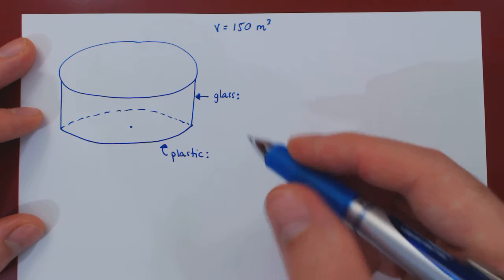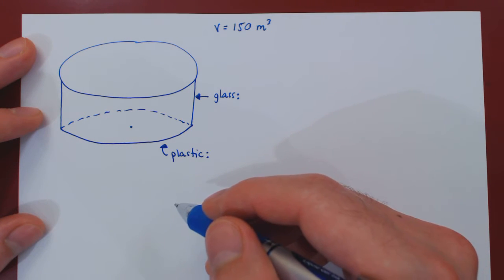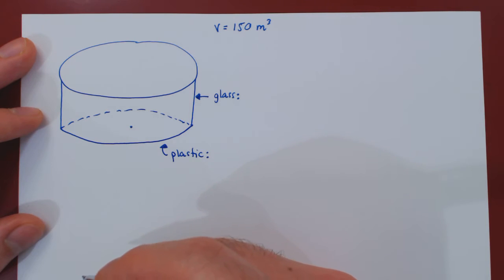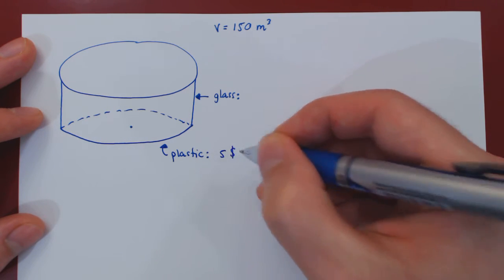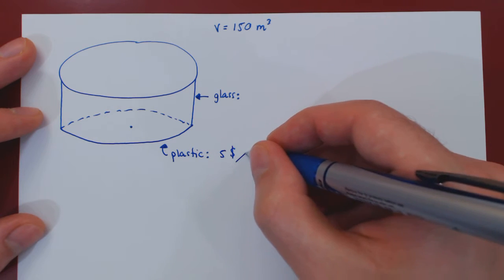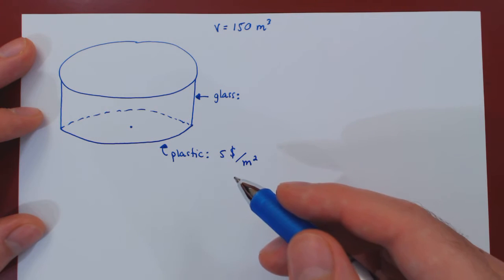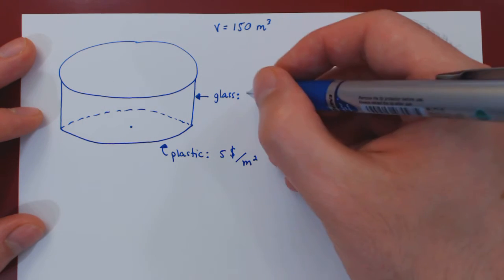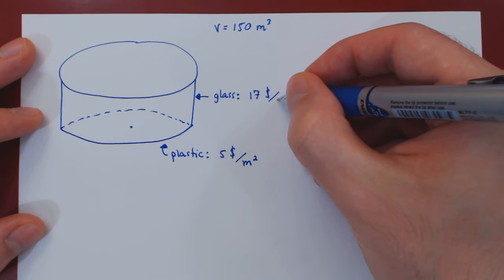Now we expect that the cost of glass and plastic will be different, so assume that the cost of plastic is $5 per meter squared, and the cost of glass you would expect to be much higher. It's $17 per meter squared.